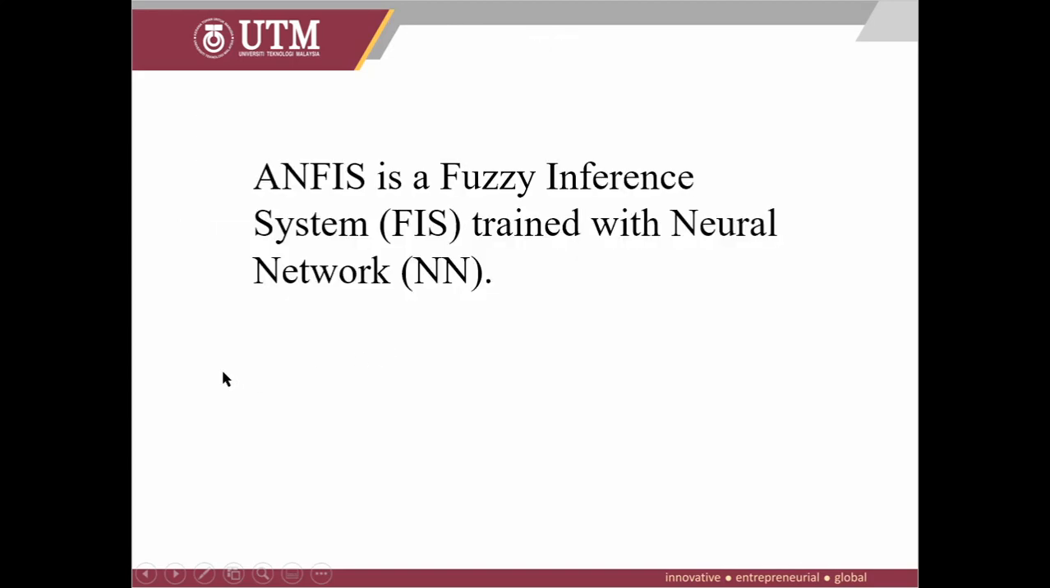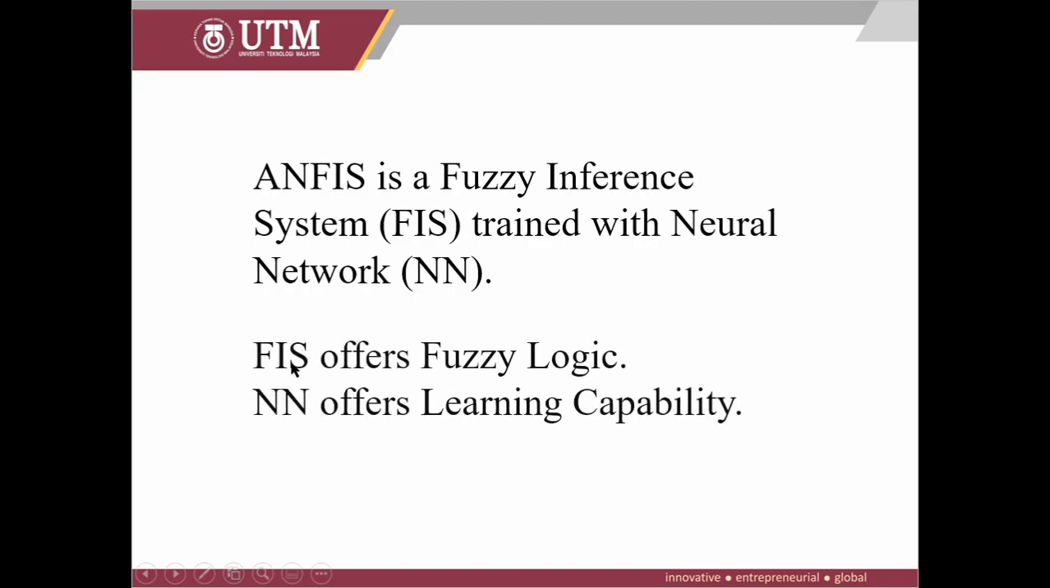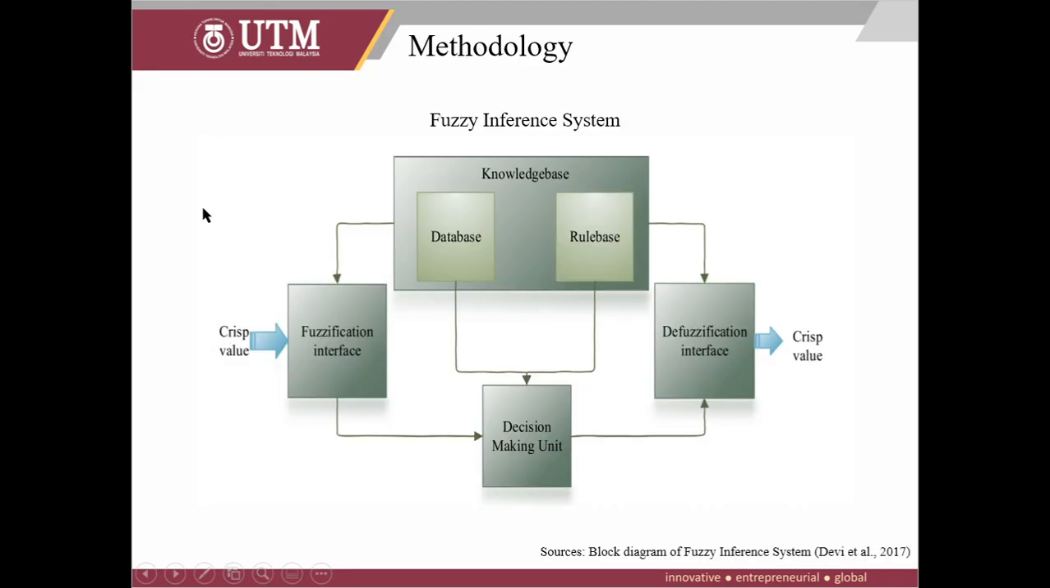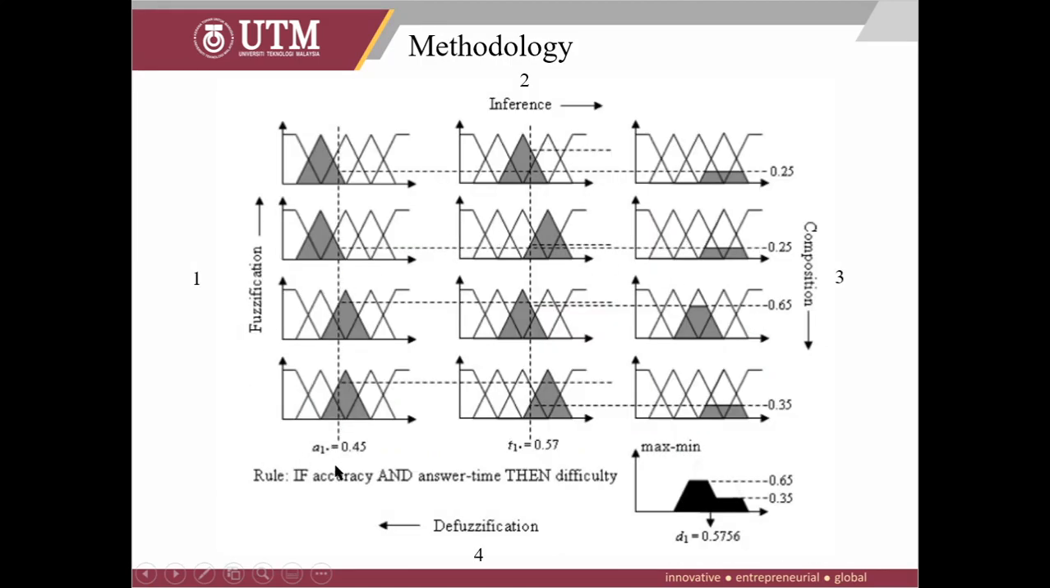So what is ANFIS? ANFIS is a fuzzy inference system trained with a neural network. The FIS offers us the fuzzy logic, and the neural network offers us the learning capability. And here, this is an example of a FIS. We have the fuzzification entry point, we have the knowledge base that helps the system to make decisions, the rules specifically, and then with the decision it makes, we specify the value to get us the output value. So this is an example of how the FIS works.